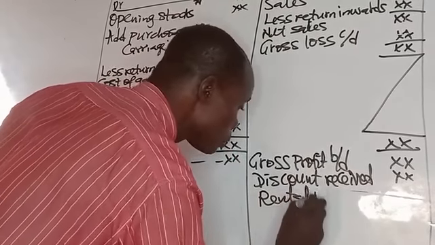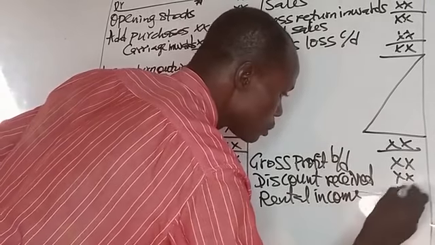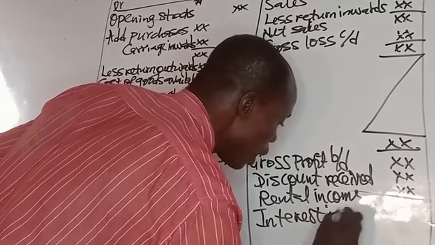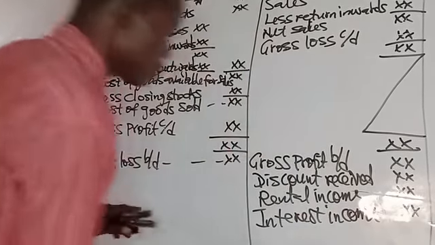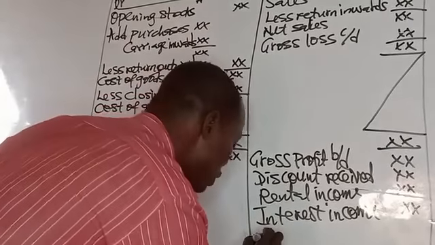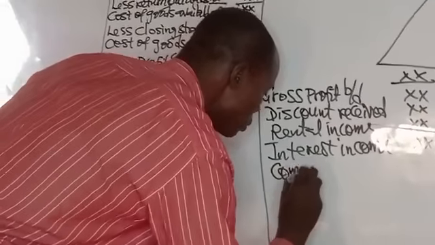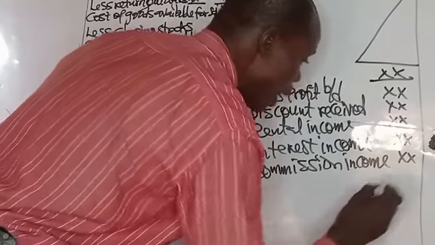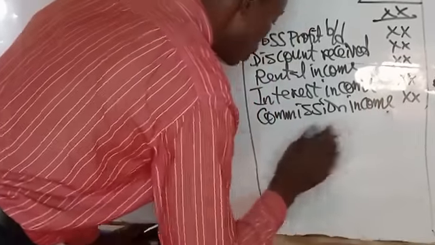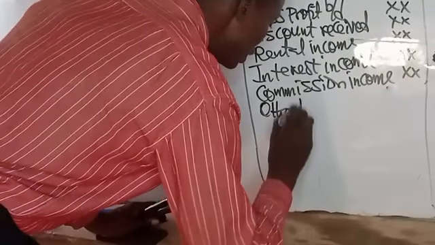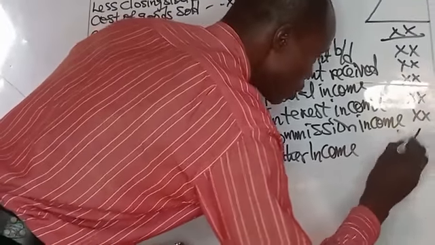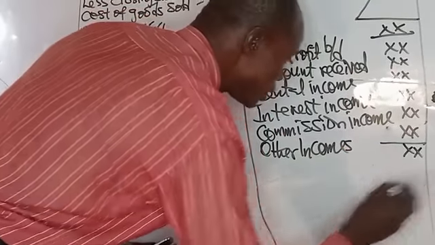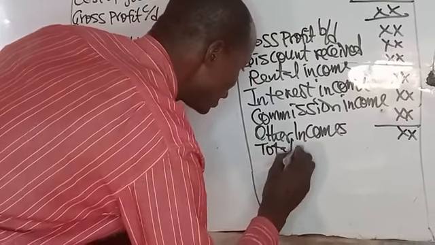Rental income, interest income or interest received, commission received or commission income. Any other income you have, you add it to it. Let me say other income. Then, if you add all this income, you arrive at the total income at the credit side. Total income.